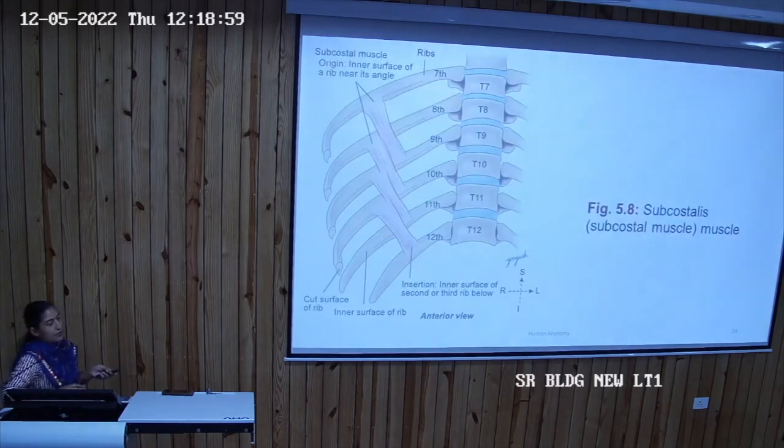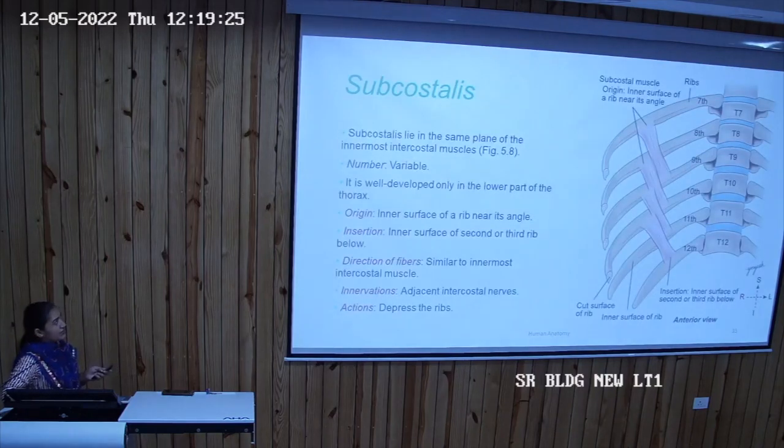So this is the subcostalis muscle. These are slips of muscle fibers that are found on the lower ribs. Suppose the fibers are arising from the 12th rib, there will be a gap of one rib, and then they will be inserting. Suppose this is the 12th, and then the fibers have jumped to the inner surface of the 10th rib. So the subcostalis muscle lies in the plane of the innermost intercostal muscle. Origin: inner surface of a rib near its angle.